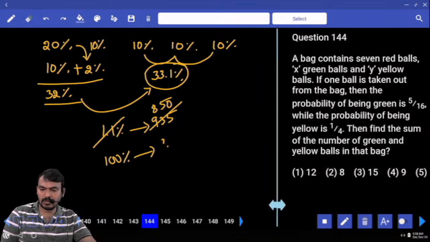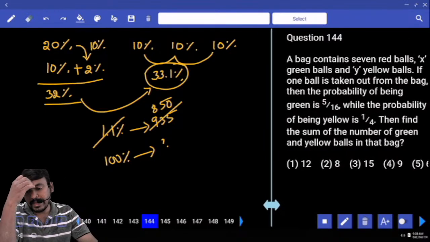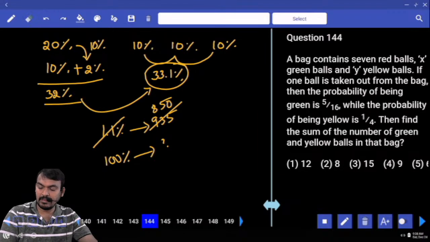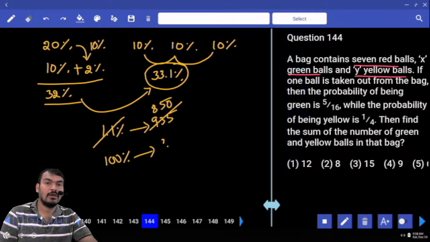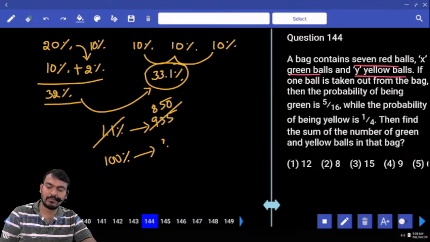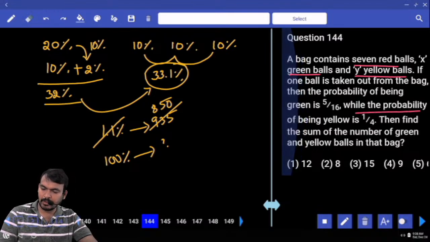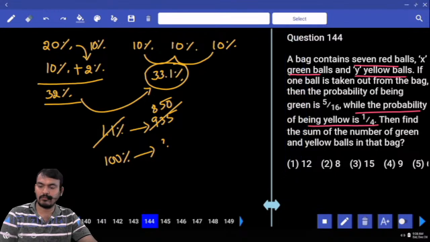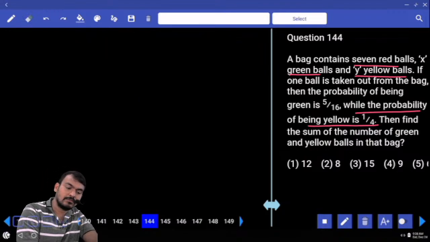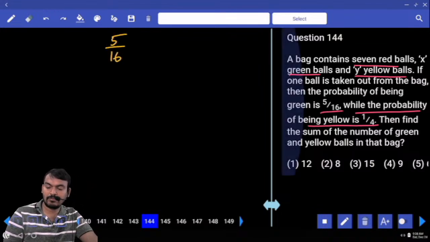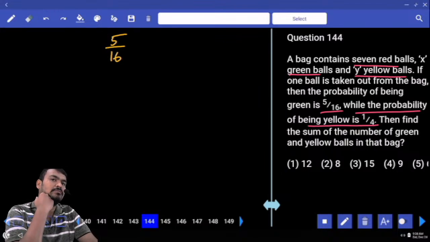Next, question number 144. A bag contains 7 red balls, X green balls, Y yellow balls. If one ball is taken out from the bag, then the probability of being green is 5 by 16, while the probability of being yellow is 1 by 4. Then find the sum of the number of green and yellow balls in the bag. What is the green probability? 5 by 16. What is the yellow probability? 1 by 4. 1 by 4 we write as 4 by 16.